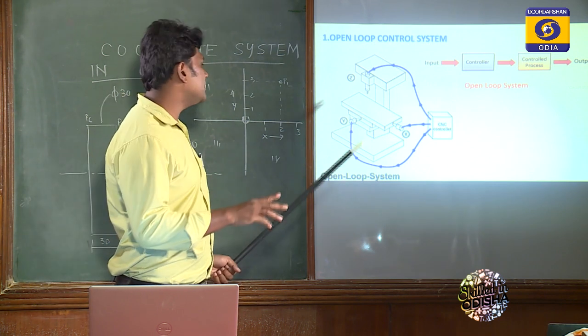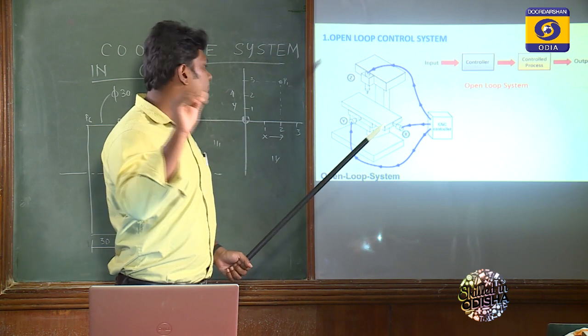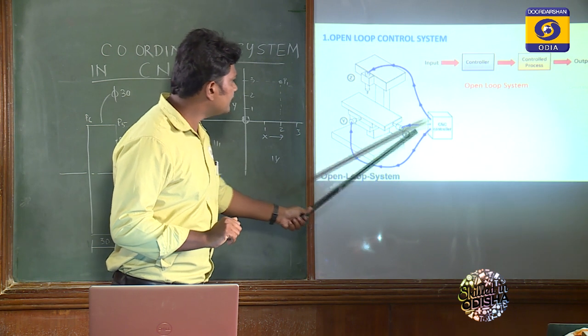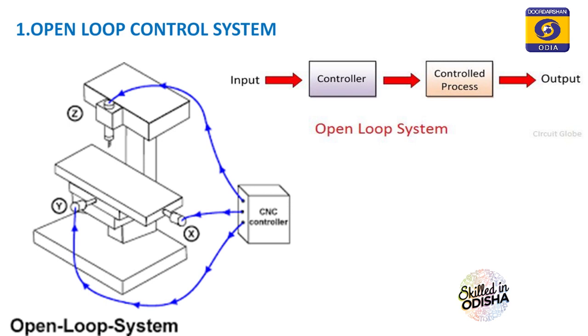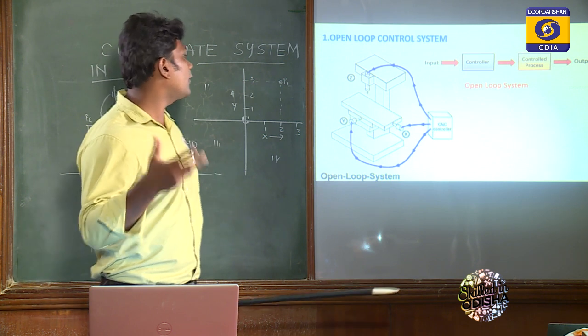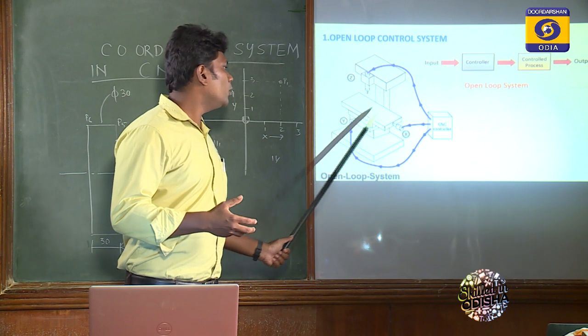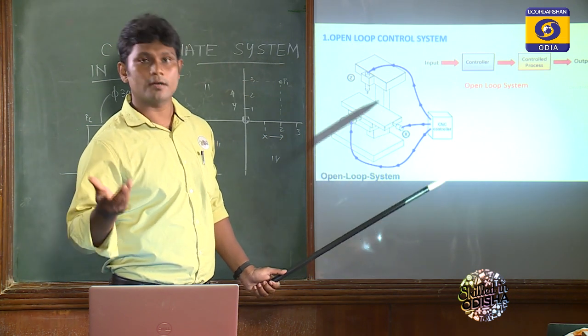But what happens? Suppose in the program we have given 5 micron movement, and the controller will give the signal to move for the 5 micron, but due to some external loads like the temperature, humidity, vibrations, and other external noise, the actual movement will not be the same as the programmed value, so there will be some error.